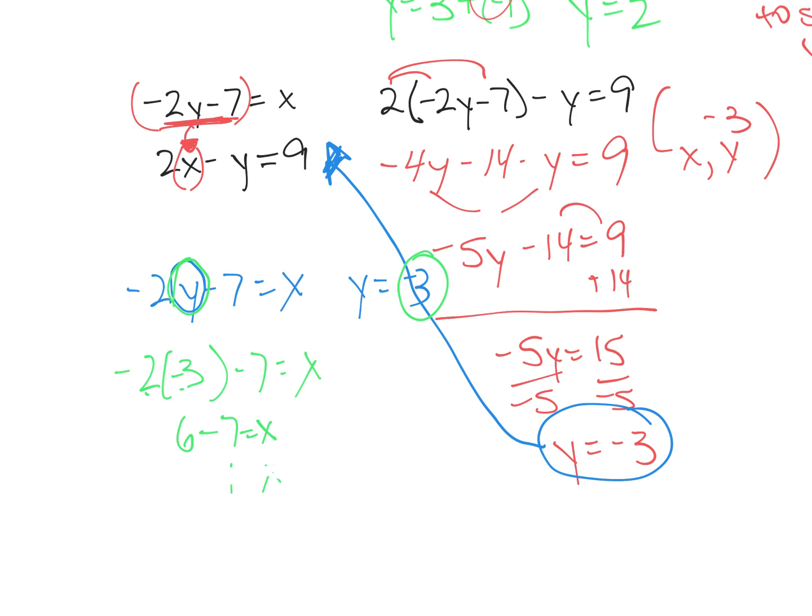Sorry, that's kind of sloppy here. So x equals negative 1. So my solution is negative 1, negative 3.